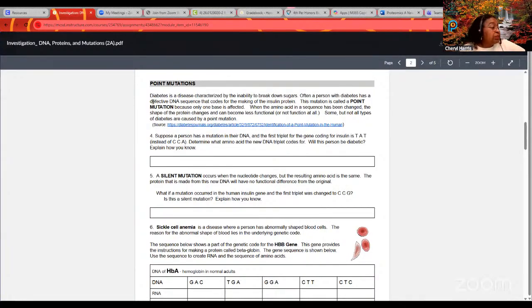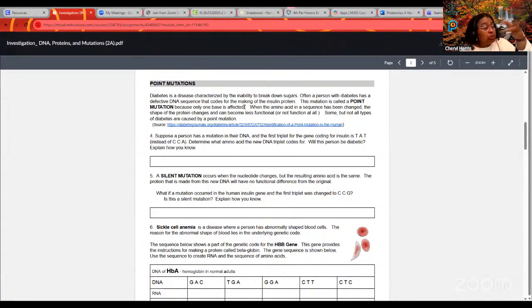Now, you might want to make a side note to yourself because you're going to have to match up the disease with the type of mutation. So you might want to keep a little side cheat sheet for yourself that says diabetes is point mutation. Only one base is affected. So there's a certain point on the line where there's going to be a change in the sequence.